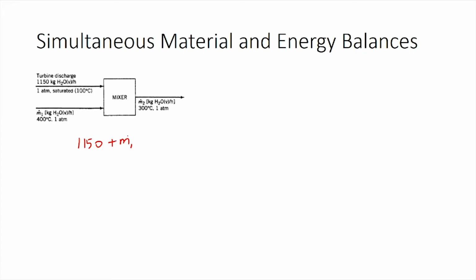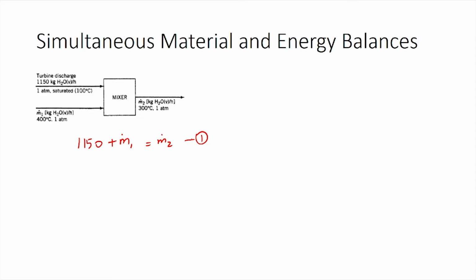1150 plus m1 dot equals m2 dot, where 1150 is the mass of water vapor entering as turbine discharge, m1 dot is the mass of superheated steam being fed to the mixer, and m2 dot is the mass of superheated steam which is produced. So, this is one equation, and you have two unknowns. This is why you have a degree of freedom greater than 0. Here you would have 1 degree of freedom, so you cannot calculate both these values using only the material balance.